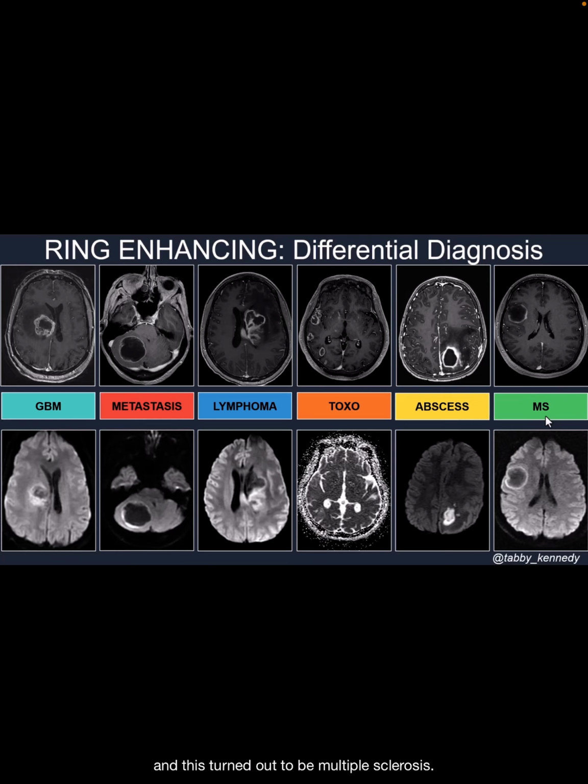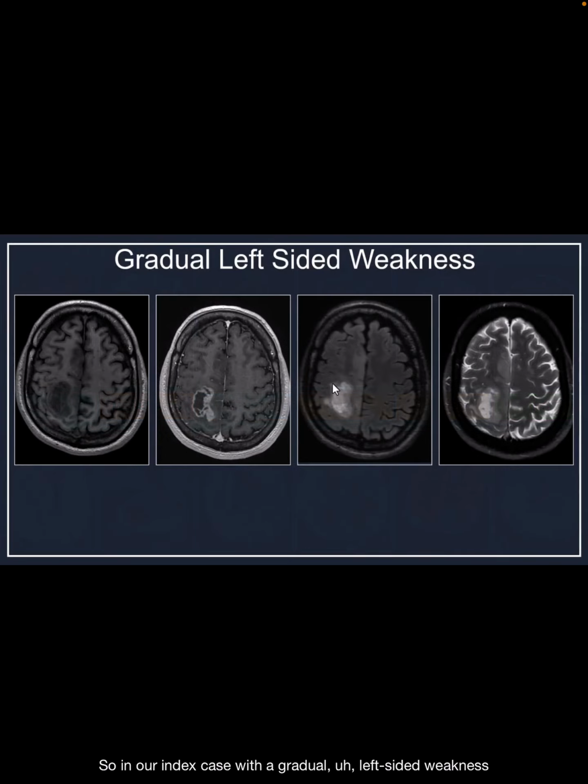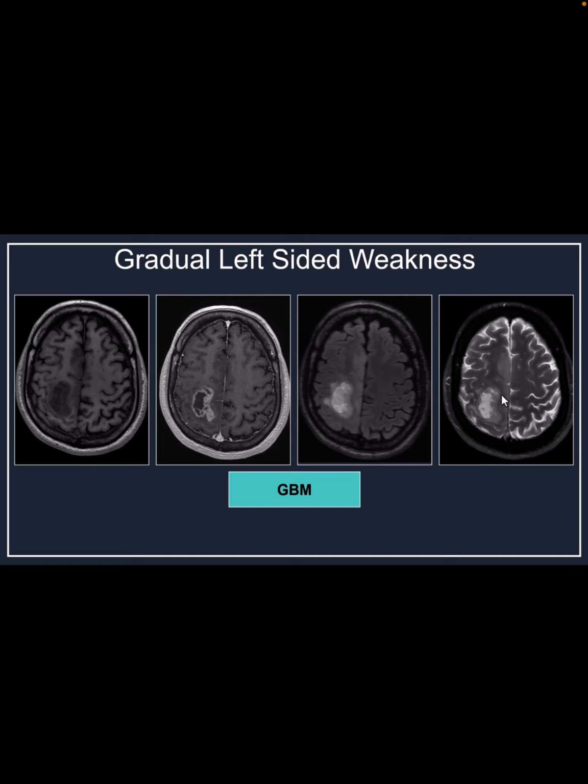So in our index case, with the gradual left-sided weakness, with that non-enhancing part of the disease process, you've got this area of necrosis plus non-enhancing tissue that doesn't look like vasogenic edema. It looks like non-enhancing tumor next to enhancing tumor. You're going to favor an aggressive tumor, and this turned out to be a GBM. And it's really recognizing this non-enhancing tumor that's going to put GBM higher on your differential.